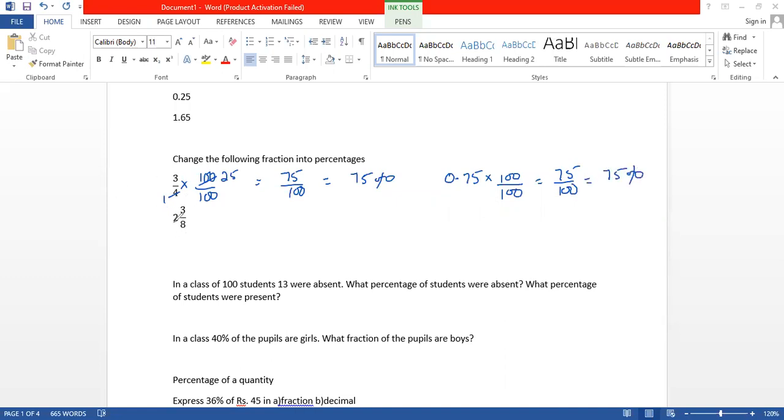Similarly, because this is a mixed number, you should first convert it into a fraction. So 8 twos are 16, and then plus 3 would give you 19 over 8. You can first convert it into a decimal. 19 divided by 8 gives you 2.375. And you can now do this. So this would become 237.5%.